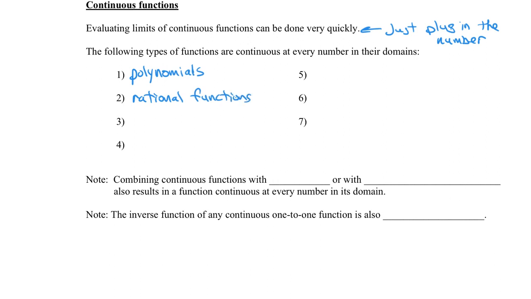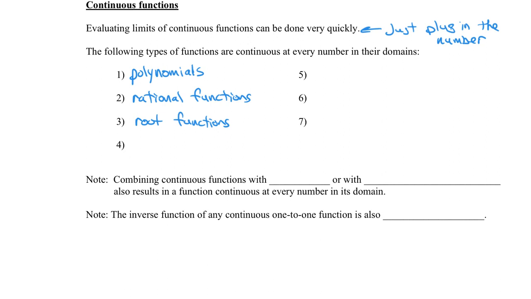Well, a rational function is just a polynomial divided by a polynomial. So let's see, the third one here, we've got root functions. So square roots, cube roots, things like that. Those are continuous at every number in their domains.